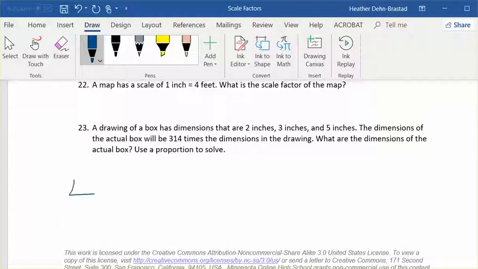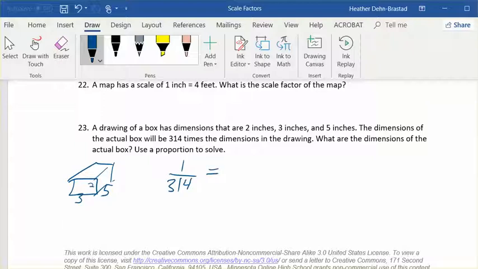So let me just sketch this out a little bit. Our dimensions of our box are 2 inches by 3 inches and 5 inches. It doesn't really matter where they go, if it's length, width, and height, but those are the dimensions. And it says the actual box will be 3 1/4 times the dimensions in the drawing. What are the dimensions of the actual box? So this was 3 separate problems. Our scale factor is 1 over 3 1/4.